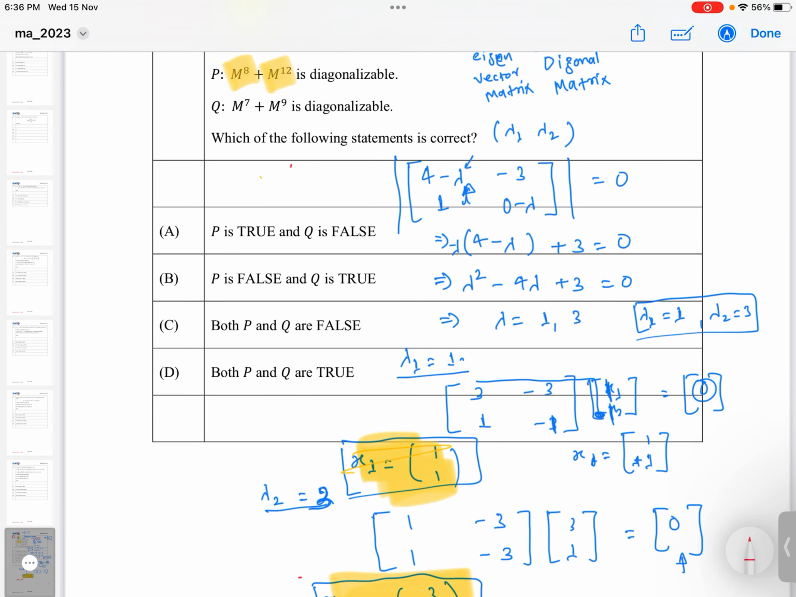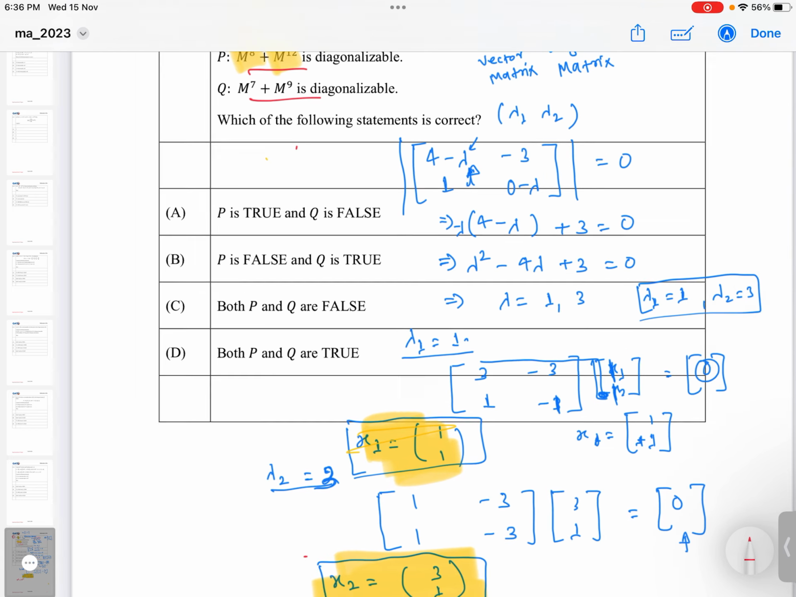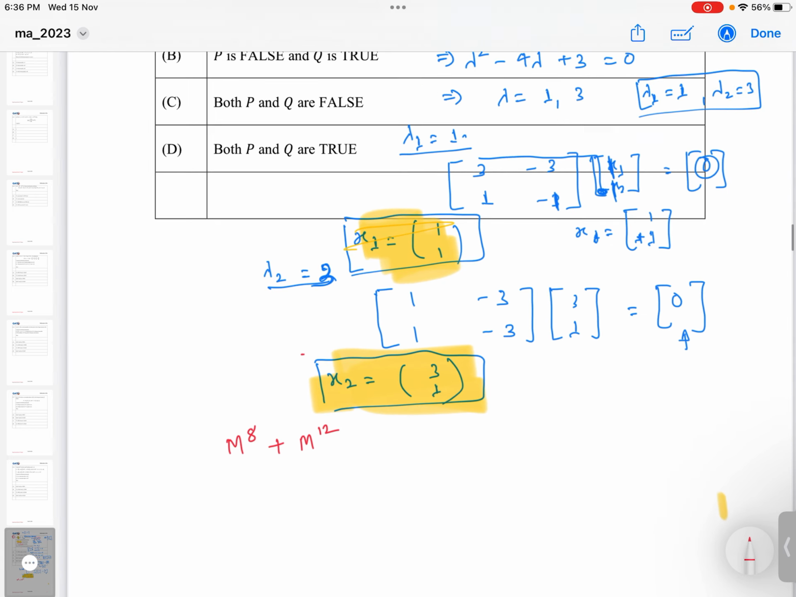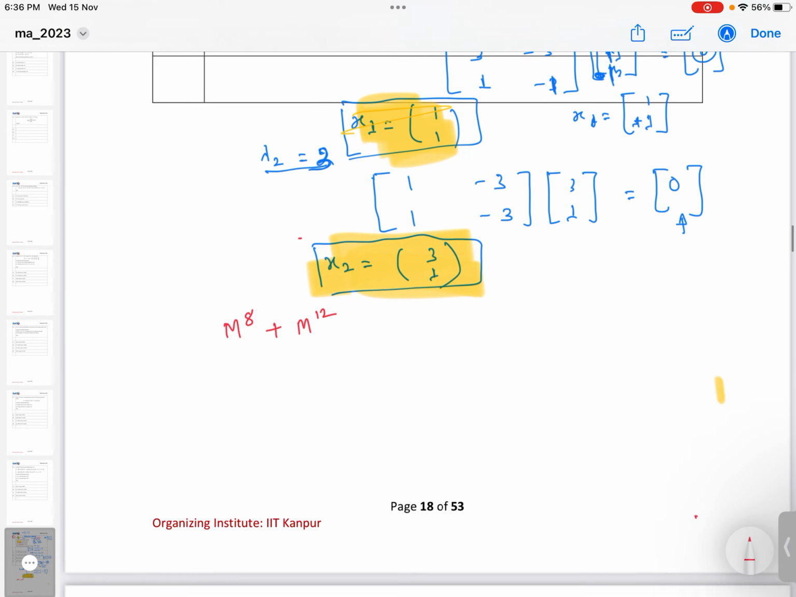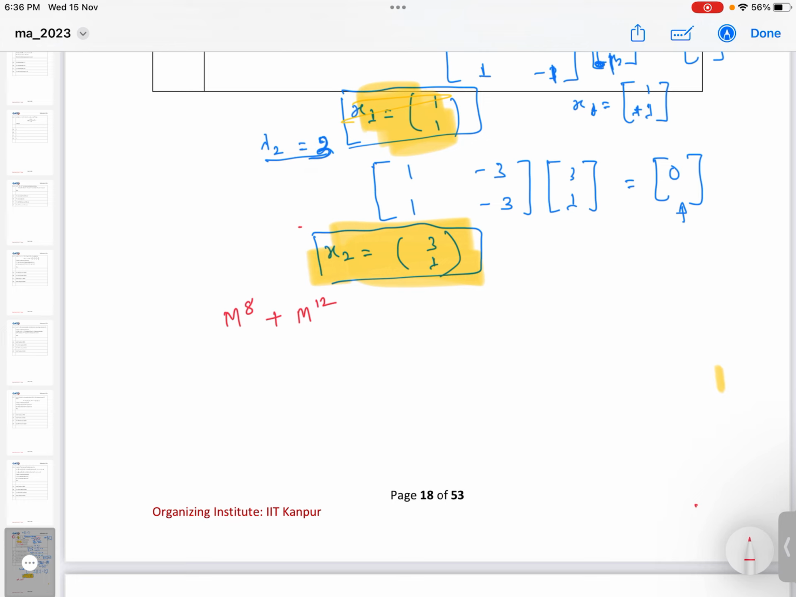So you can say that this will also be diagonalizable and this will also be diagonalizable. So both statements are correct and you can mark easily. This is a one-mark question. So I'm just describing it so that you have your own satisfaction, right? So if M is diagonalizable, then M to the power 8 will also be diagonalizable.